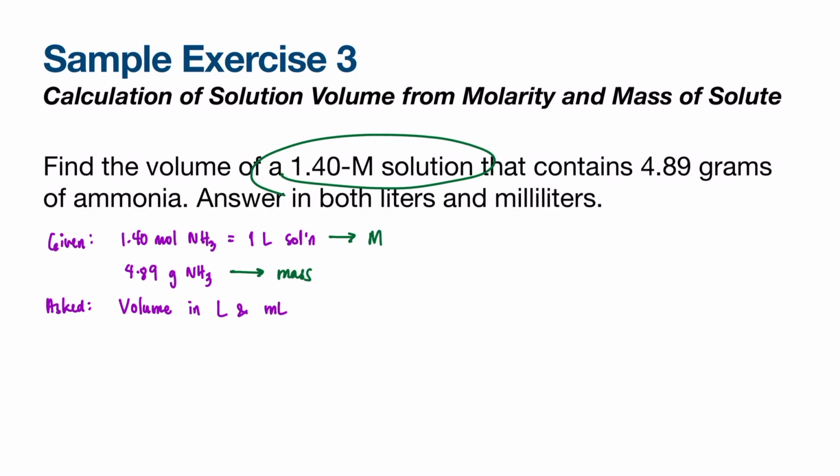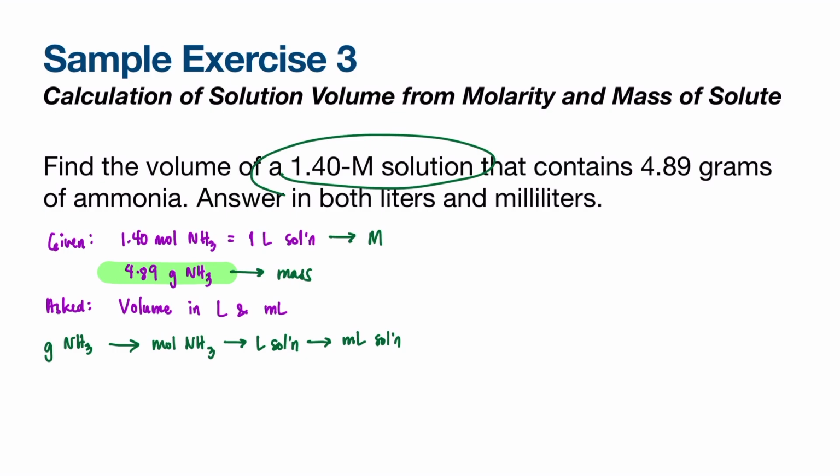So in this kind of problem, we start with the mass of our solute and work our way until we reach the volume of the solution. This is our strategy. Starting from the grams of NH3 or ammonia, we will convert it into moles of ammonia. When we have the moles of ammonia, we can convert it into liters of solution. And when we have the liters of solution, that's one of the asks in the problem, we can also convert it into ml of solution.